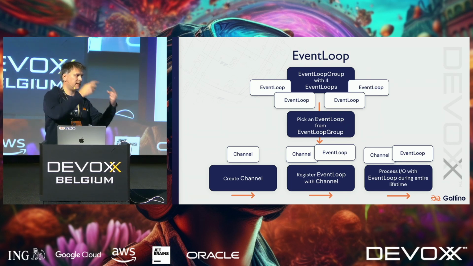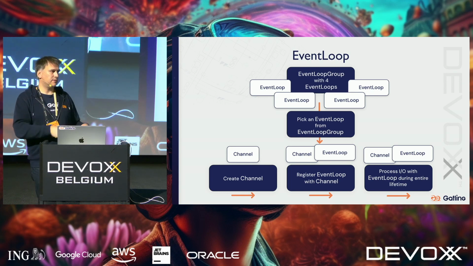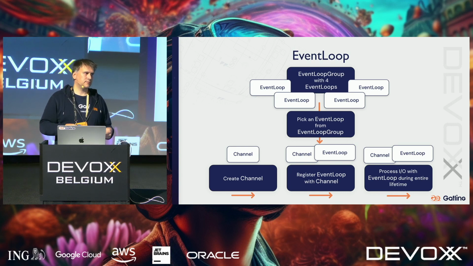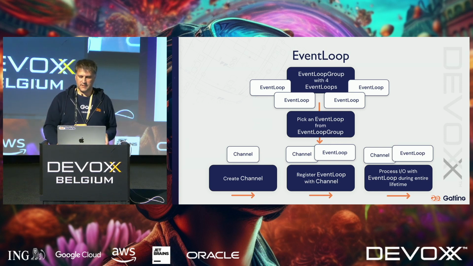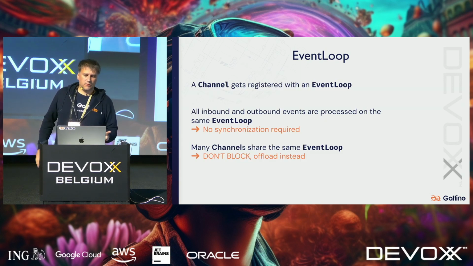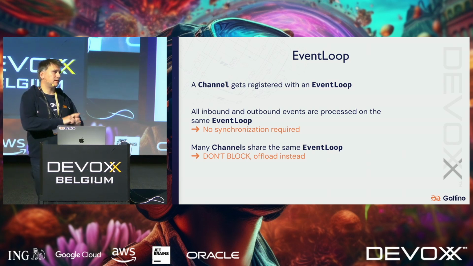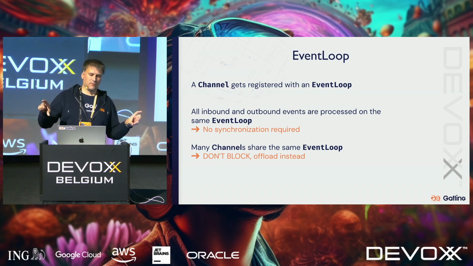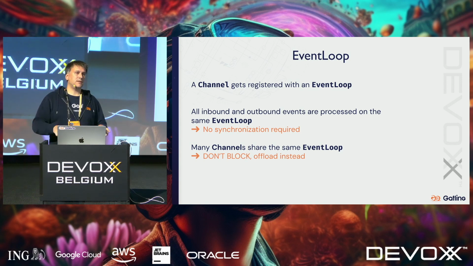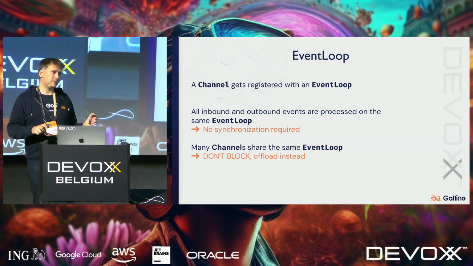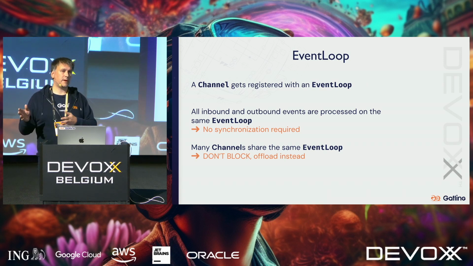And then the event loop will process the events for this channel for the whole channel duration. By default, you can register, deregister, and register to a different one. But basically, that's it. This has two consequences. The first one is that all the events, inbound events and outbound events on a given channel will always be processed from the same event loop. Consequence, you don't need to implement any synchronization in your channel handlers, because all the events will always be handled by the same thread and will happen sequentially, not concurrently.